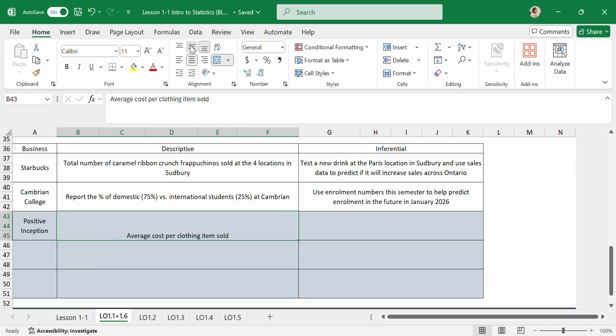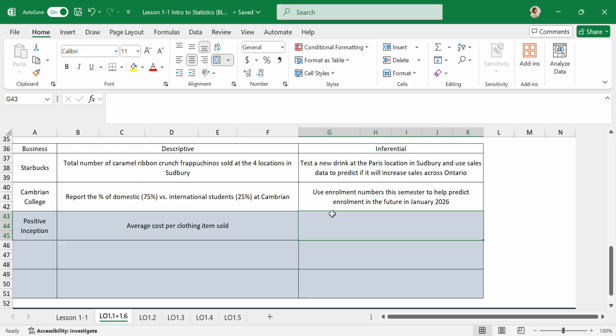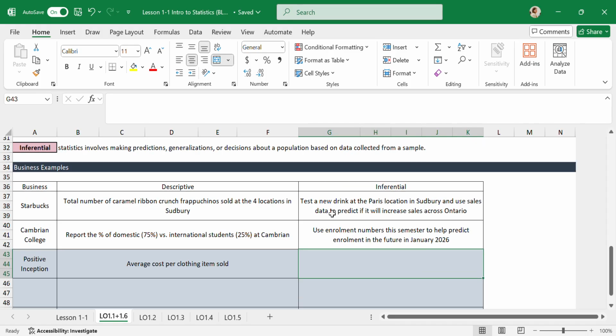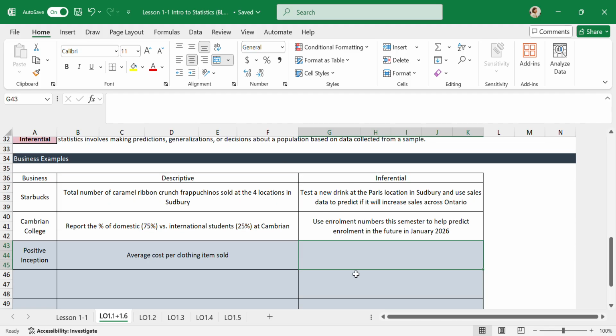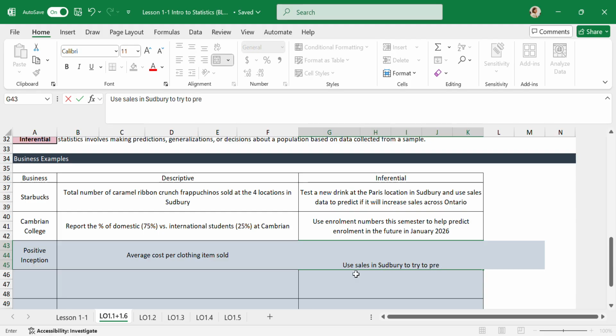So let's say they have some sweaters that are really expensive and cost $100 versus t-shirts that cost only $20. We could average that out based on what they sell the most of and figure out the cost per clothing item sold. For inferential statistics, they're trying to make predictions or generalizations. So maybe they could do something like use sales in Sudbury to try to predict if they could expand to new markets in Southern Ontario.